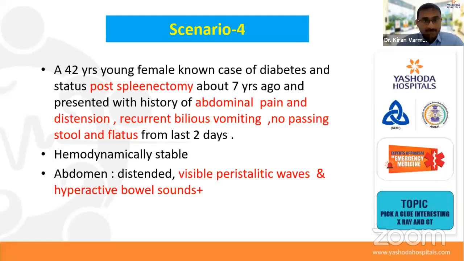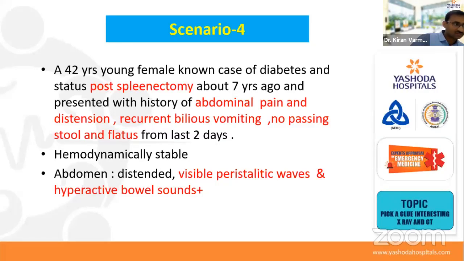Then fourth one. A 42-year young female, known case of diabetes and a status post-splenectomy about 7 years ago, and presented with history of abdominal pain and distension, recurrent bilious vomiting, no passing of stools and flatus from last 2 days, hemodynamically stable. Abdominal examination, it was distended, visible peristaltic waves, and hyperactive bowel sounds. So what do you think? Saurabh, pseudo obstruction. Sandeep, SAO. Usha, intestinal obstruction.